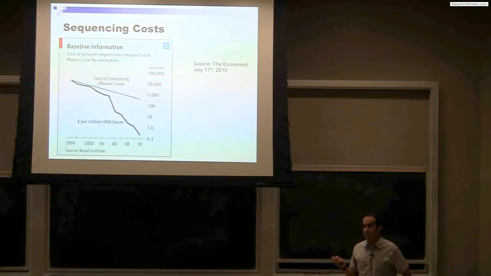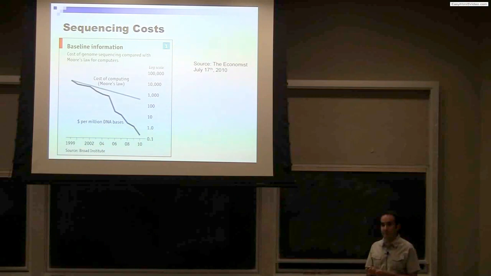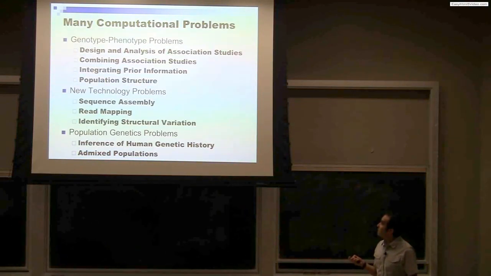So you have two options, okay? Either you can start spending exponentially more money on computers, which becomes very expensive very quickly. Or you can come up with better algorithms to process the data. So that's where there's a lot of opportunity.